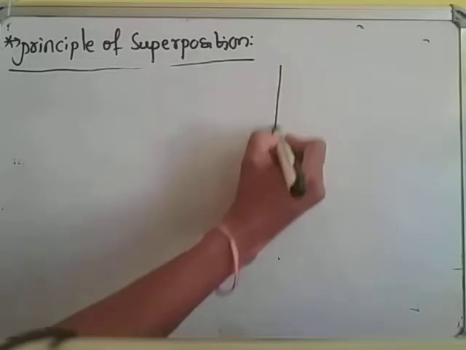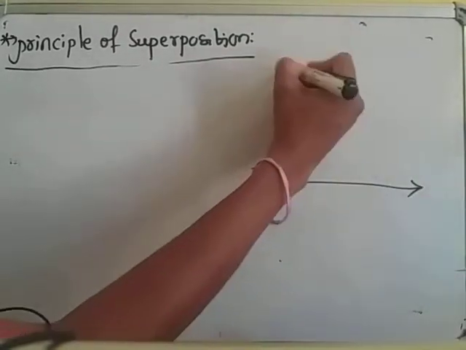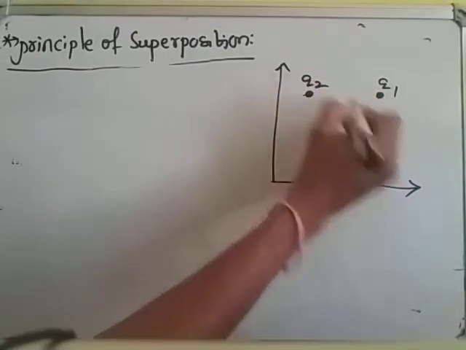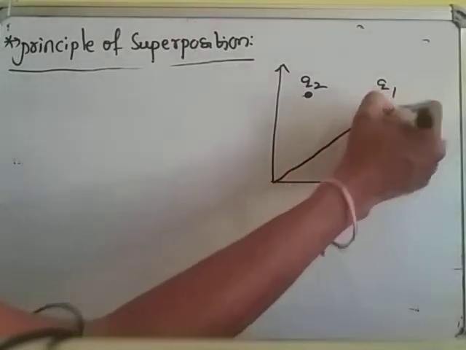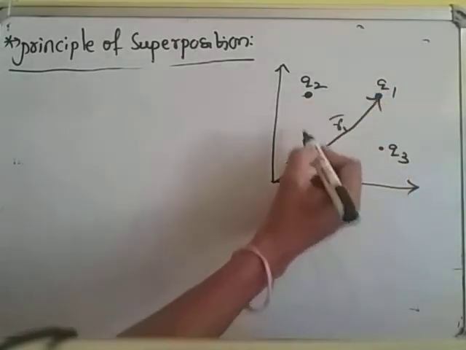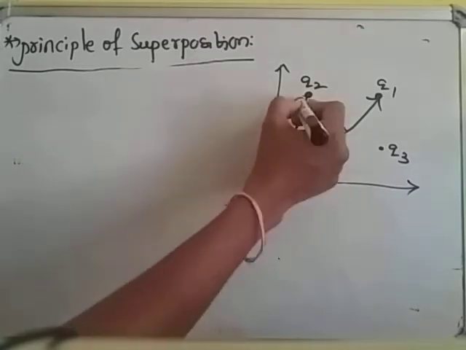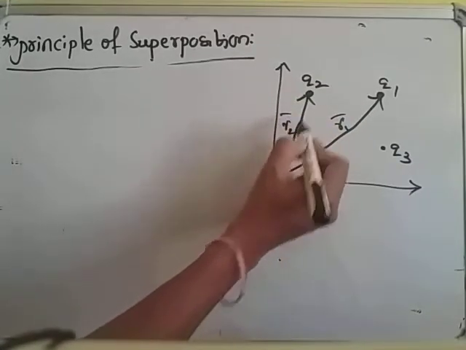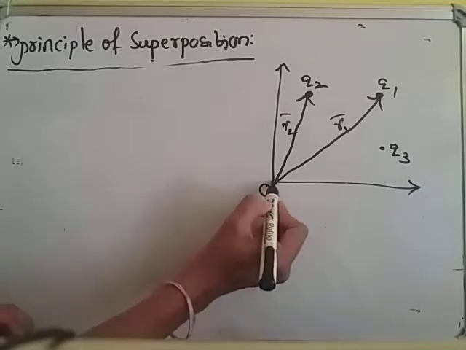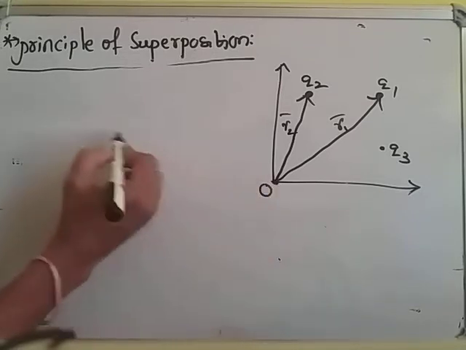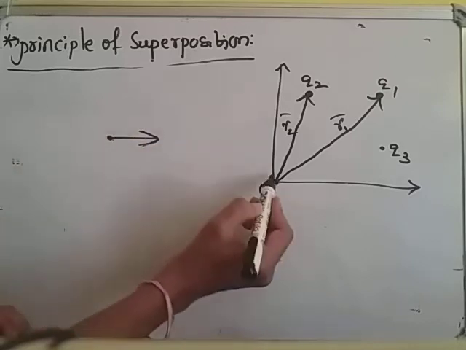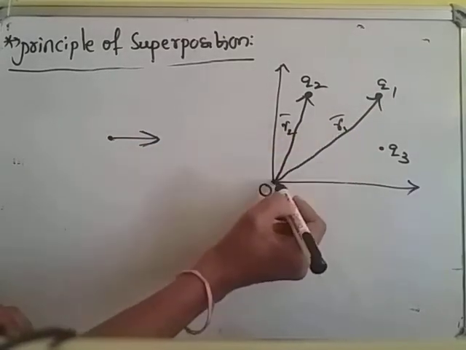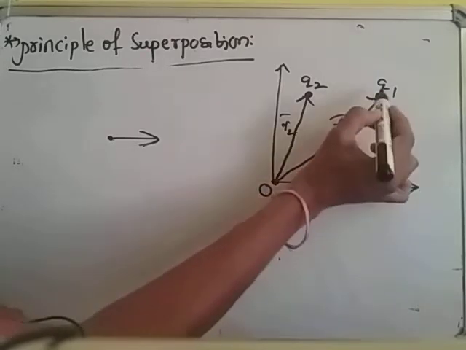Let us take this diagram. This is the coordinate system, and here we take one charge Q1, here one charge Q2, and here one charge Q3. The position vector of Q1 is R1 bar, and the position vector of Q2 is R2 bar. These are position vectors with respect to the origin, which means their tail is at the origin. This is the head and this is the tail. At the origin the tail will be there, and at the head Q1 will be there.